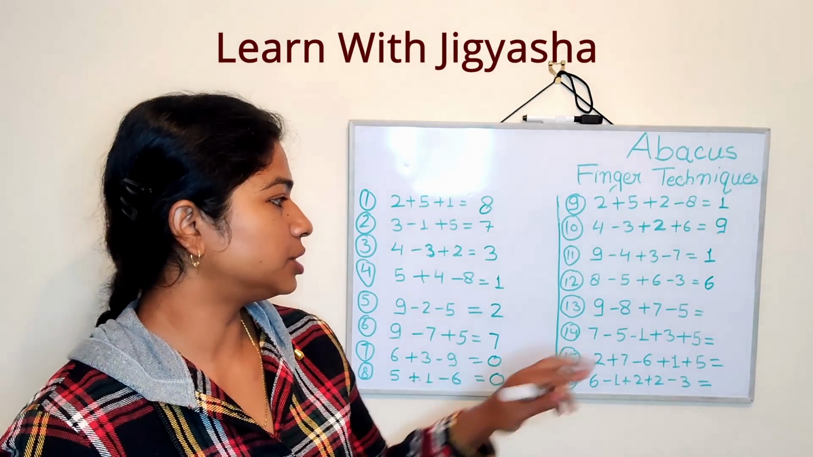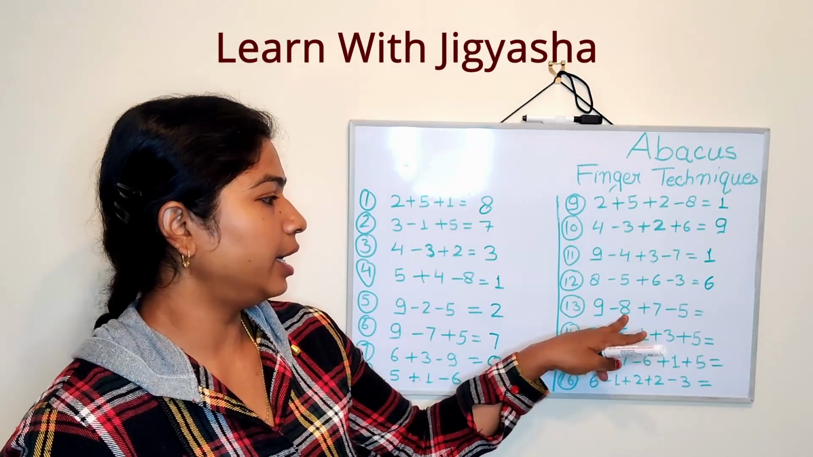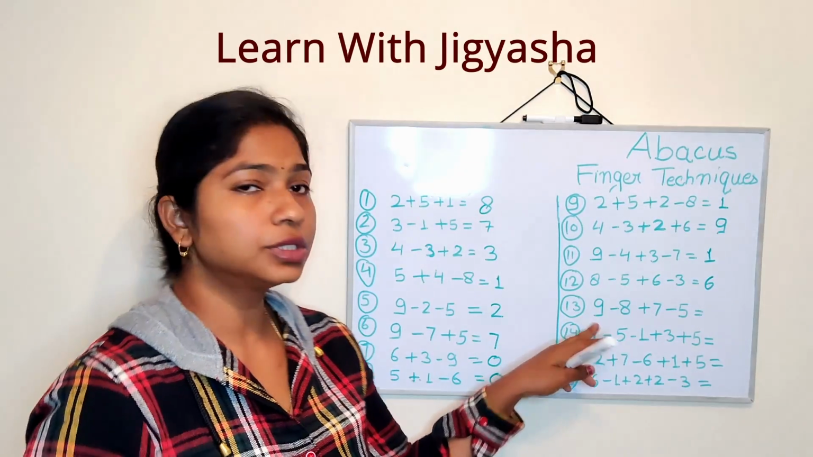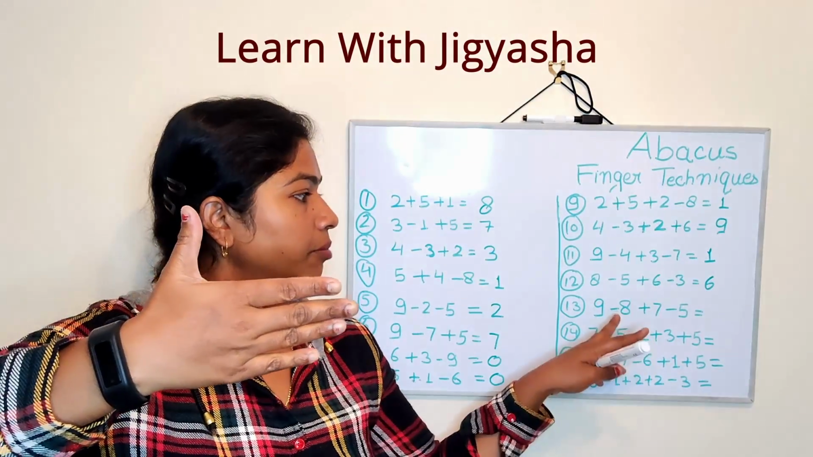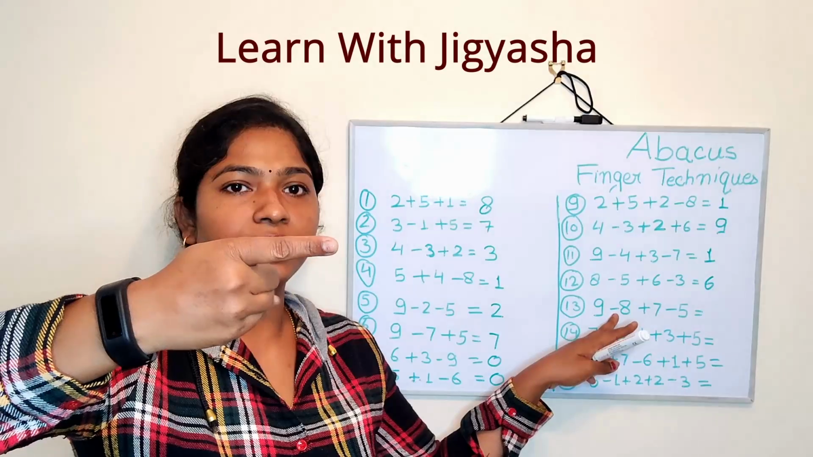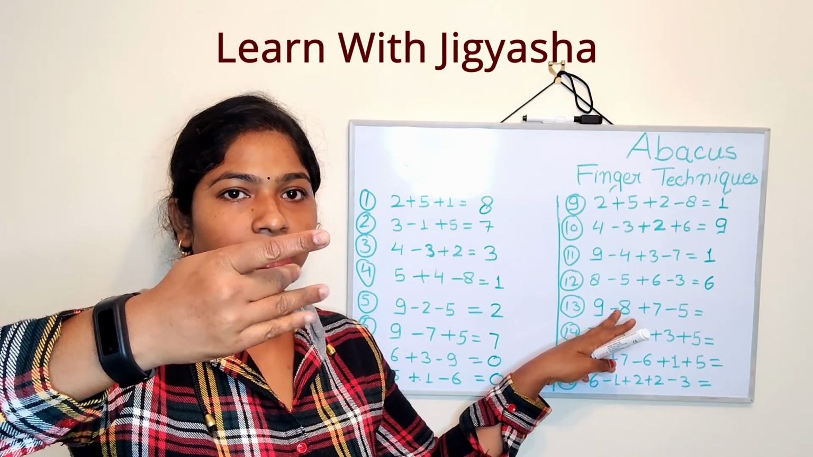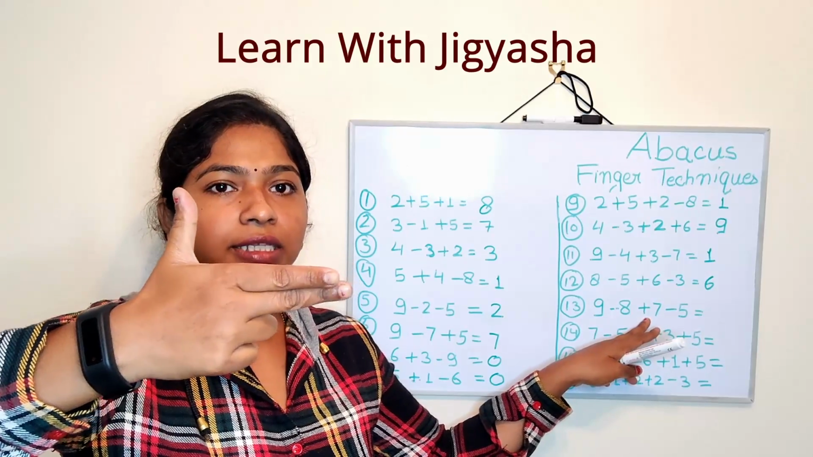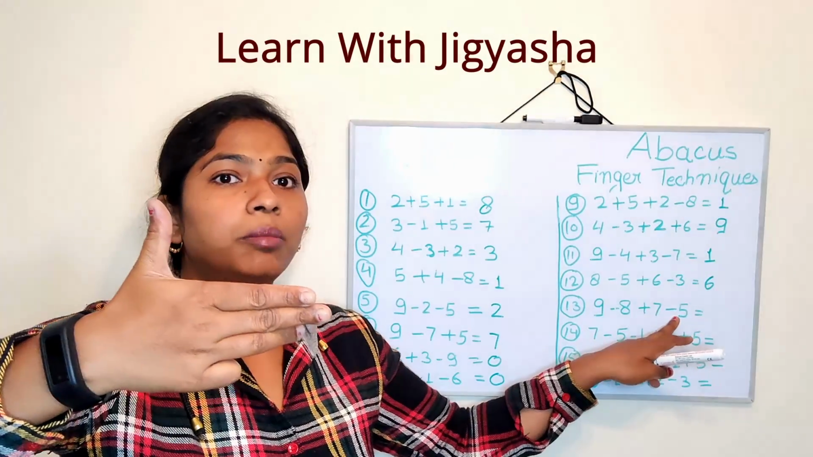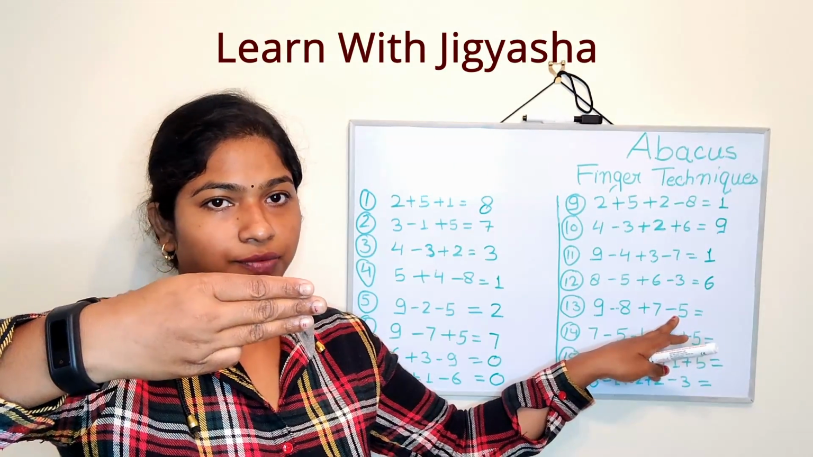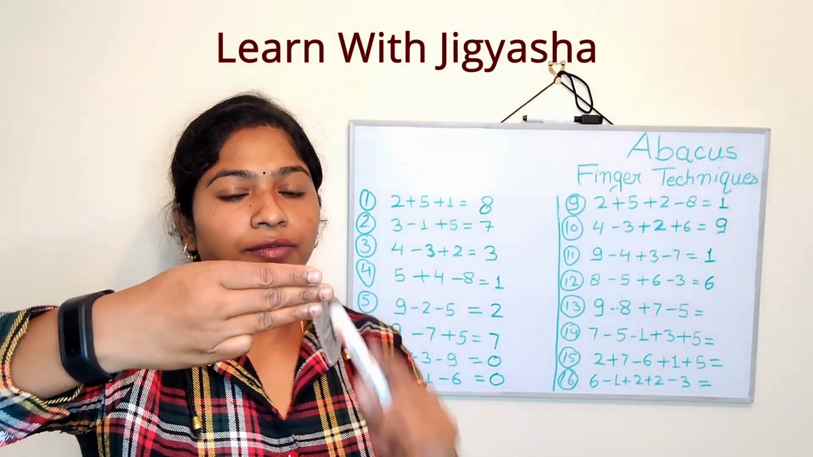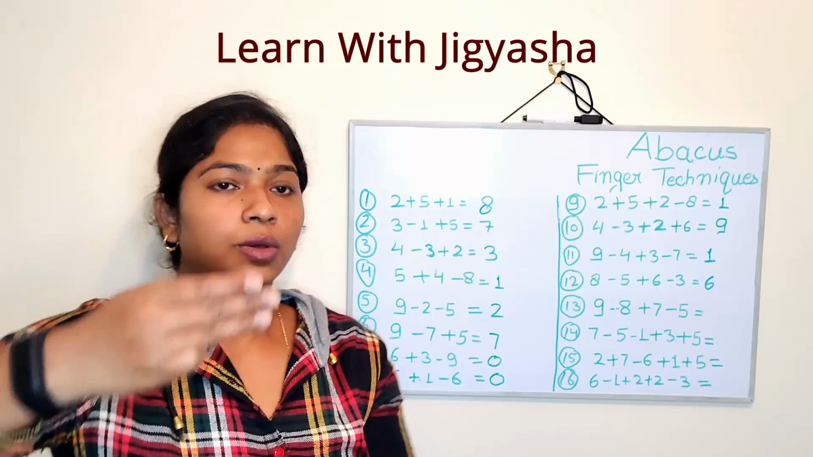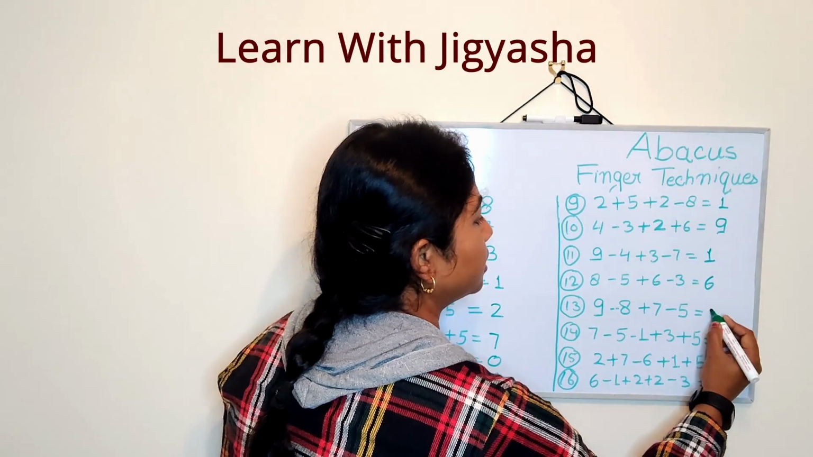Now, next question. 9 minus 8 plus 7 minus 5. Okay. So, this is 9 minus 8. 5, 6, 7, 8. Okay. Now, plus 7. 5, 6, 7. Now, minus 5. So, what is the answer? What answer do we get? 1, 2, 3. Okay. So, the answer is 3.